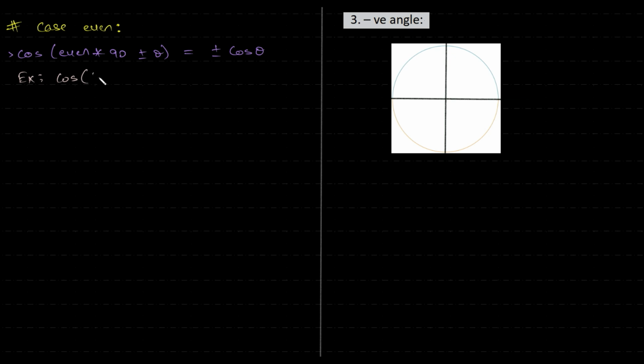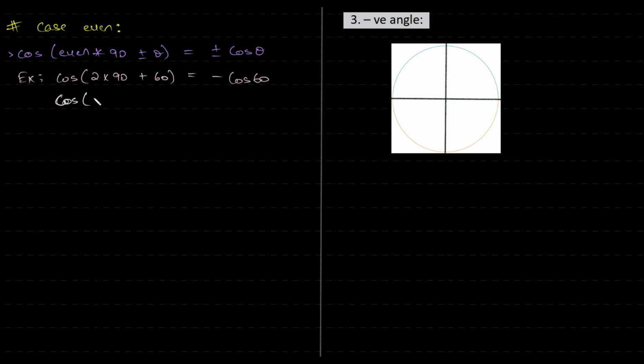Cos of 2 into 90 plus 60 is equal to, since it's an even multiple, cos will remain cos, 60 is the angle. 2 into 90 plus 60 is which quadrant? 2 into 90 is negative x-axis, plus 60 is in third quadrant. Third quadrant, it is negative. Is it not? Right?